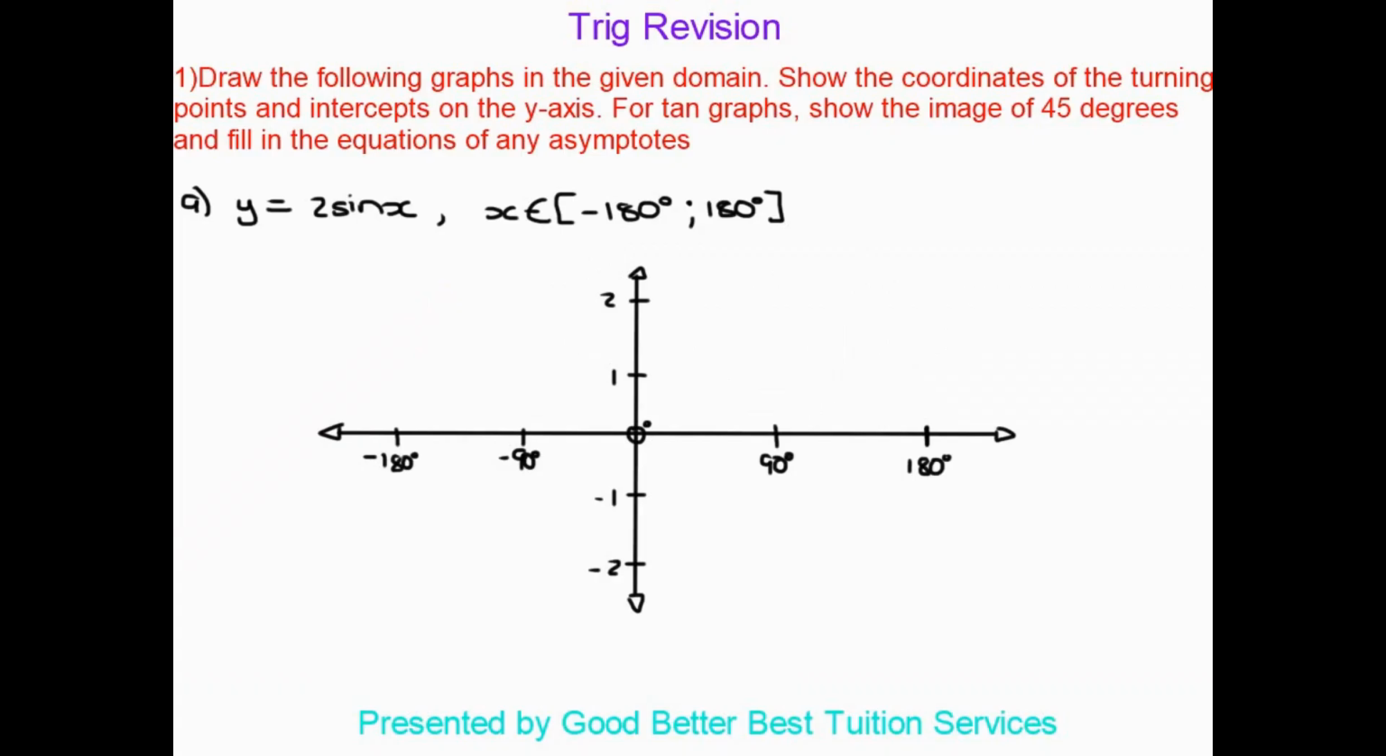Good day and thank you for joining us. So in today's video lesson we'll be looking at trigonometry revision. So let's get straight in.